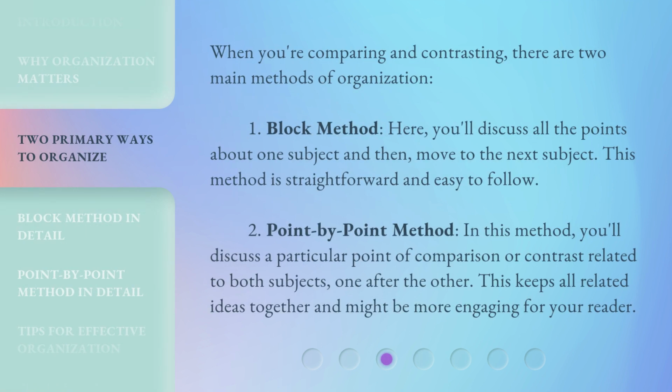When you're comparing and contrasting, there are two main methods of organization. 1. Block method. Here, you'll discuss all the points about one subject and then move to the next subject. This method is straightforward and easy to follow. 2. Point-by-point method. In this method, you'll discuss a particular point of comparison or contrast related to both subjects, one after the other. This keeps all related ideas together and might be more engaging for your reader.